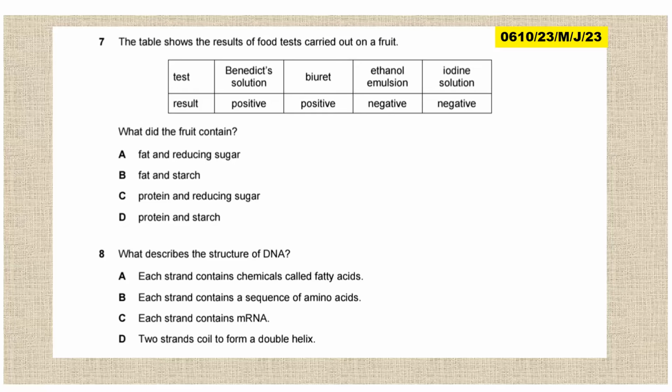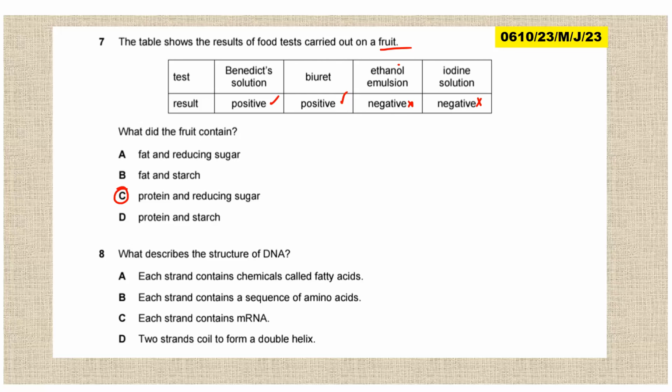The table shows the result of a test carried out on the fruit. So this test was carried out on the fruit. So Benedict's solution, you know that Benedict's is for sugar, so positive. Biuret for protein, positive. Ethanol for fats, which is the ethanol emulsion test, negative. So iodine solution, negative. So this fruit had no fats and no starch, but had proteins and sugar. So what did the fruit contain? So protein and reducing sugar.